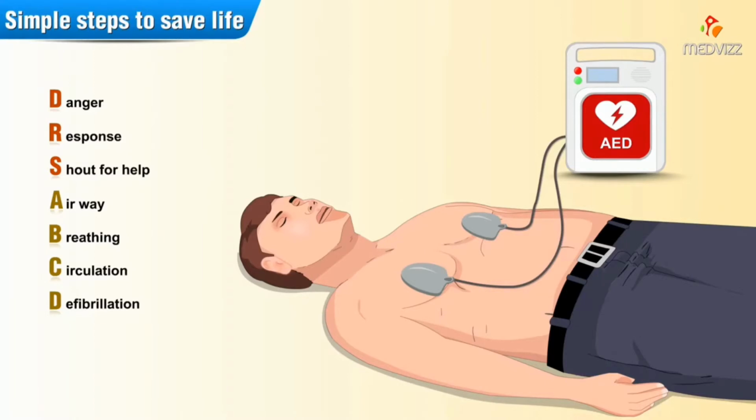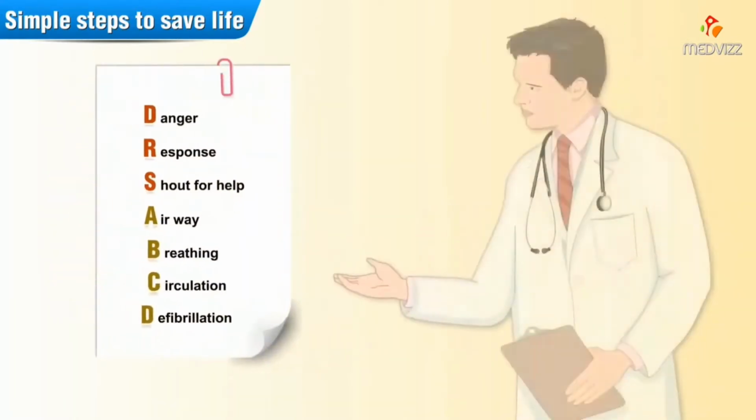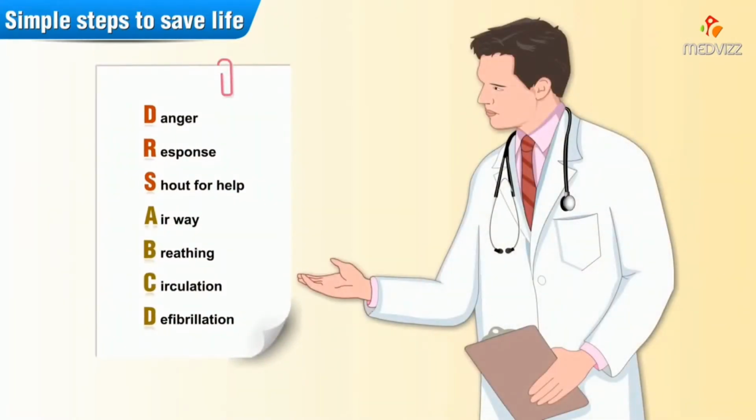That's it. So to recap, remember doctor's ABC, and if you have it, D. That's D for danger, R for response, S, shout for help, A for airway, B for breathing, C for circulation, and D for defibrillation. In this health sketch, we've shown you the simple steps you can take to help someone who has collapsed, is not breathing, or not breathing normally.